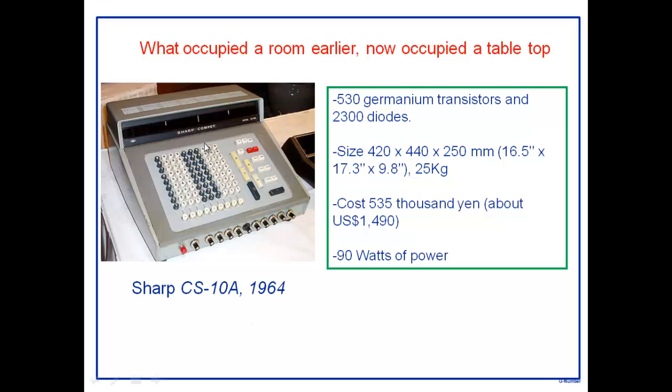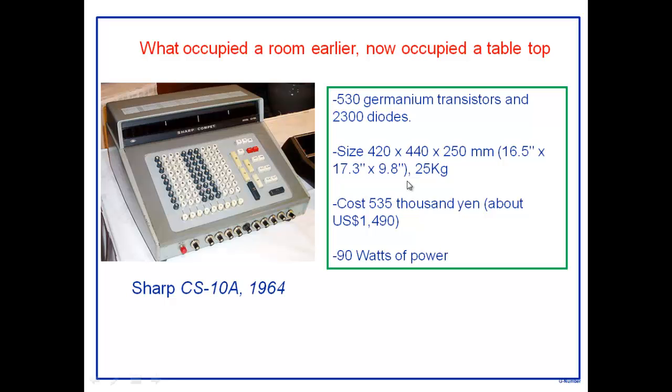Early calculator, one would say, the Sharp calculator, 1964, was a revolutionary product. So imagine something that occupied an entire room now could fit on a tabletop as a result of the invention of the transistor. Again, 530 germanium transistors, diodes, and all that.